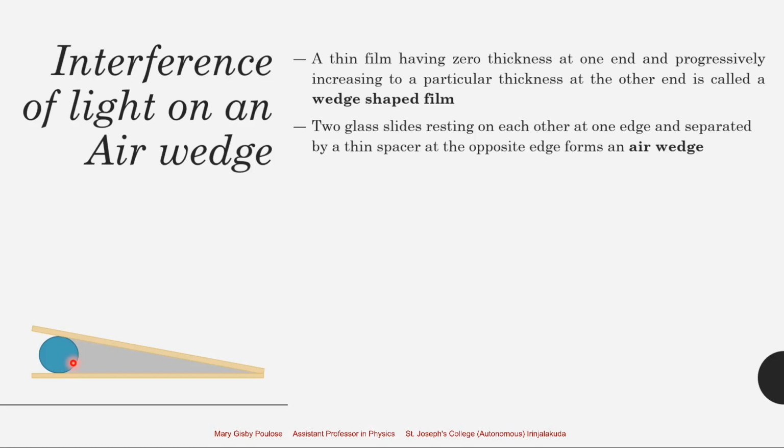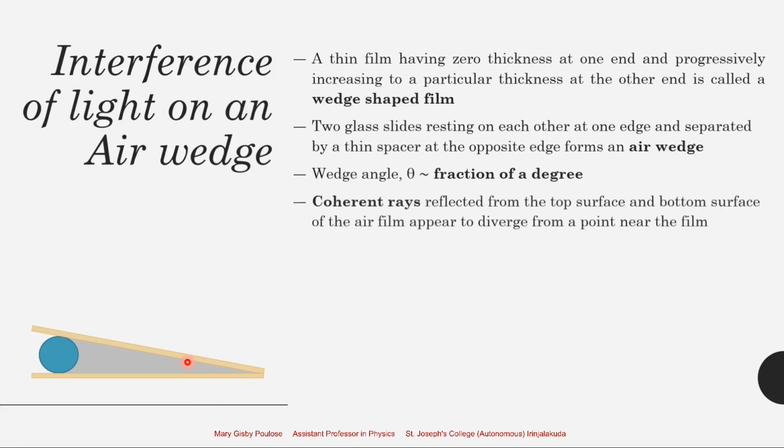Okay, now the wedge angle theta, it is this angle, is usually less than a degree. It will only be a fraction of a degree. It is very, very small. So what happens here is coherent rays reflected from the top surface and bottom surface of the air film appear to diverge from a point near the film.